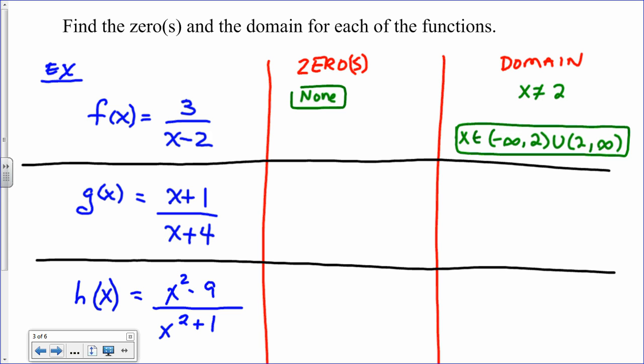Okay, the next one, zeros of the numerator. I'm wanting to find the zeros of the numerator. So that would be x equals -1. Good? And then for my domain, I know that x cannot equal -4. So I'll write it the same way as the first one, but instead of 2, I'm going to use -4.